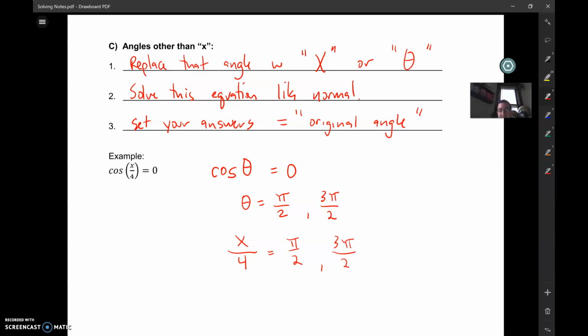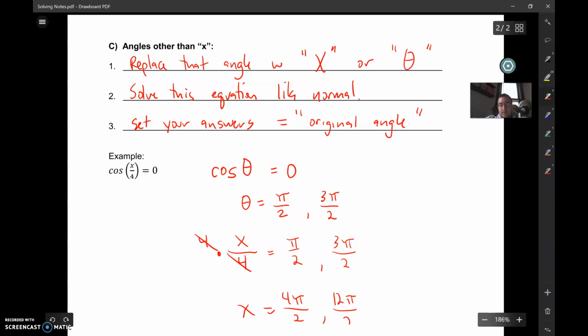So look what we have to do now. We have to solve for x, and that's how we're going to finish this equation. So I need to multiply by 4 to get that to be just x, which means I have to multiply both of my angles by 4. So we're going to actually get 4 pi over 2 as the answer of the first one, and we're going to get 12 pi over 2 as the answer of the second one, and those can reduce down to 4 pi over 2 is 2 pi, and 12 pi over 2 is 6 pi.